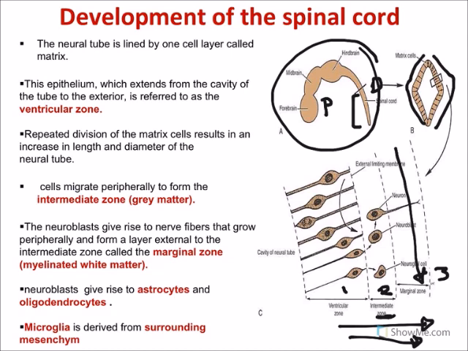Also, some neuroblasts will develop into the neuroglia, which are astrocytes and oligodendrocytes. They are the other forms of the glial cells. Microglia also, which is responsible for the defense mechanism in the CNS, is developed from the surrounding mesenchymal tissue.